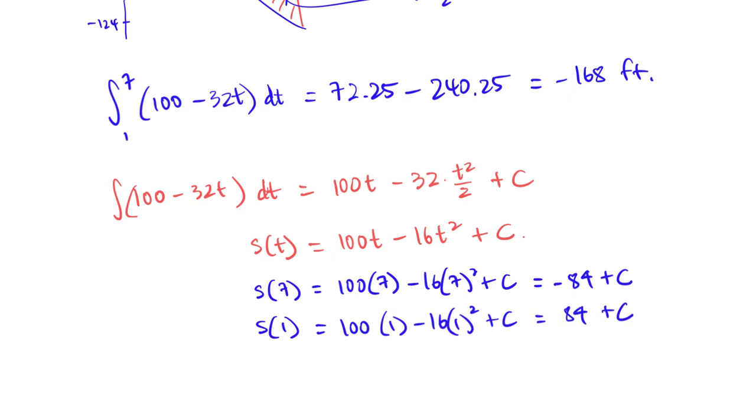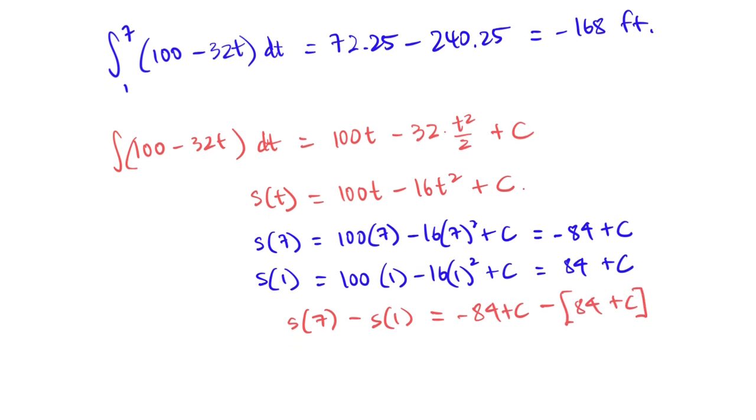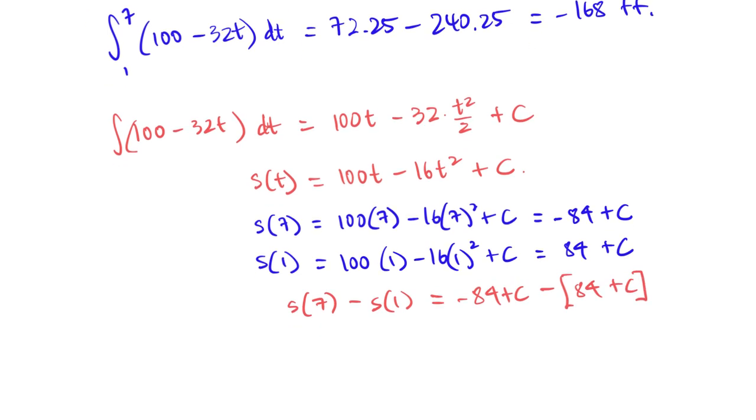The displacement is the change in the position, or s of 7 minus s of 1. But s of 7 is negative 84 plus c, minus s of 1, which is 84 plus c. Since c appears in both expressions for s of 7 and s of 1, we didn't really have to write c because c will cancel out. The result is negative 84 minus 84, or negative 168, the unit feet. And so we get the same answer.